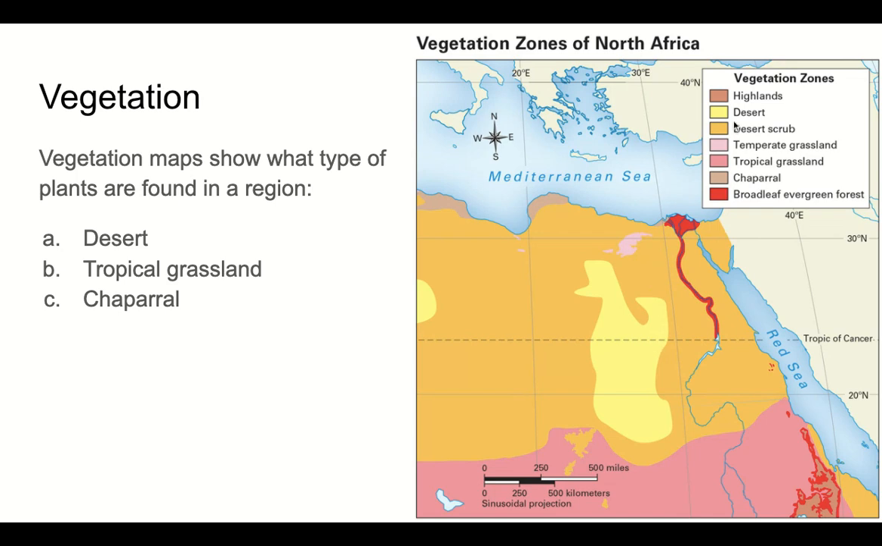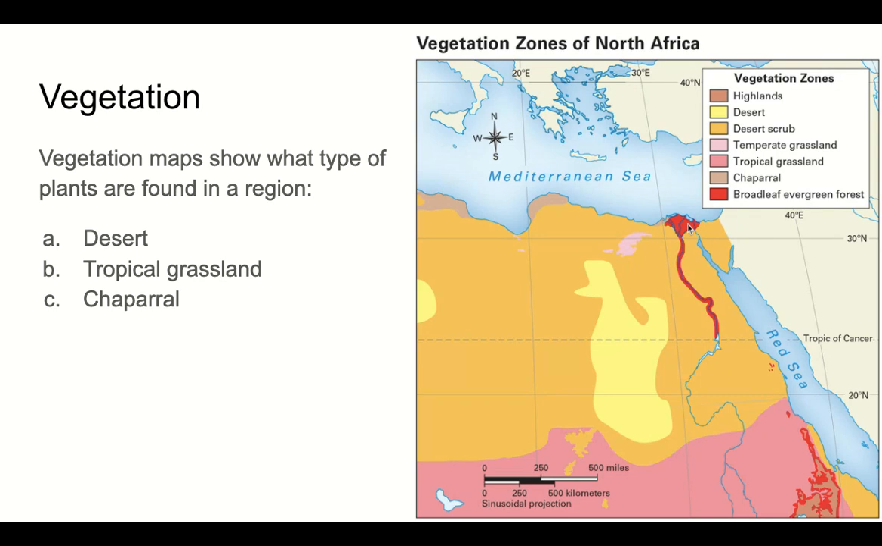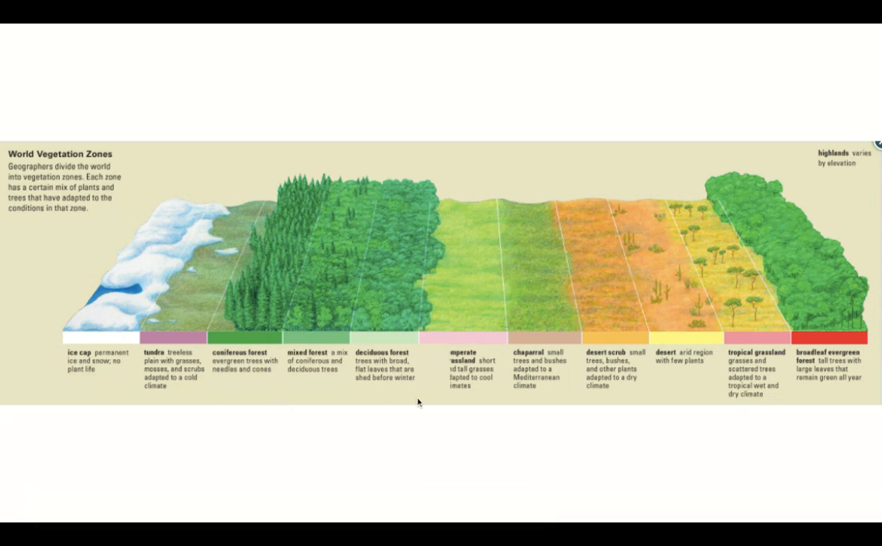So in this case here, you have a desert. You're not going to have many plants. Desert scrub is plants that can survive in a very dry environment and absorb very little water. And down over here, tropical grasslands, broadleaf evergreen forest tends to have a lot of trees and so forth and so on. So in this diagram here, you have the different types of vegetation zones.